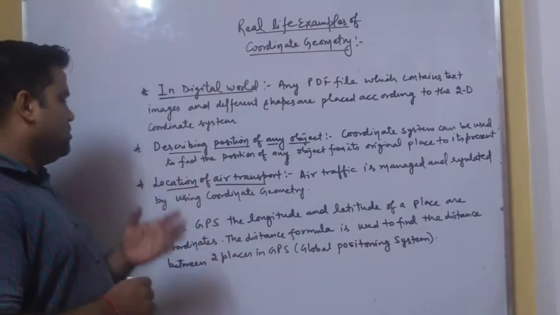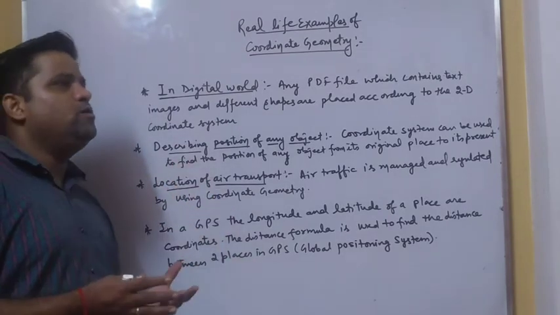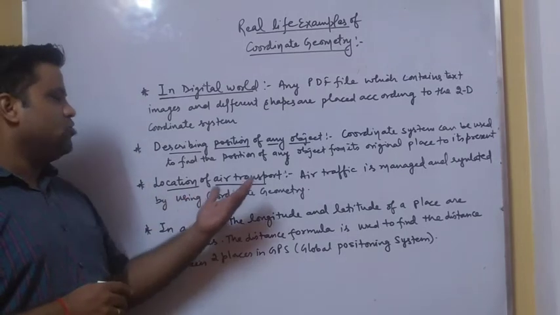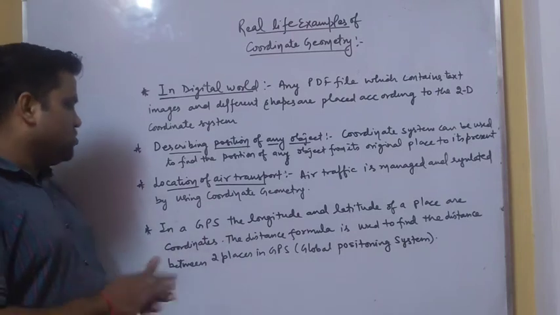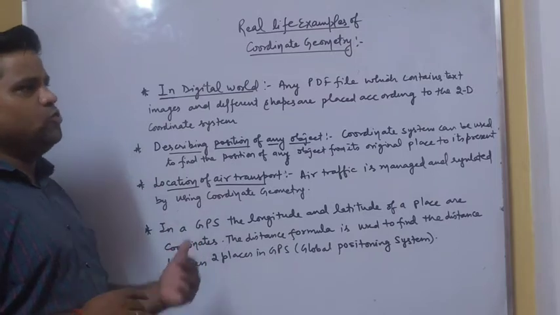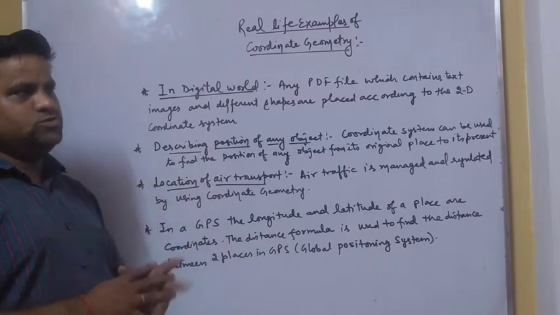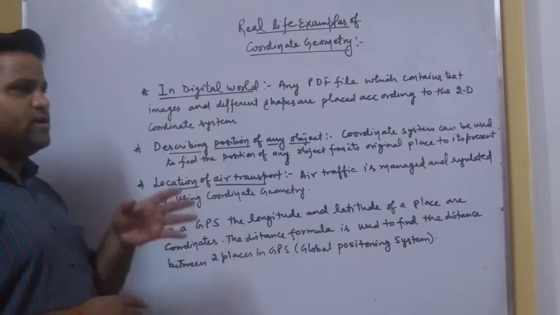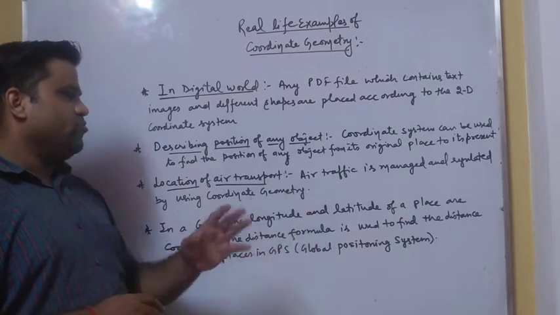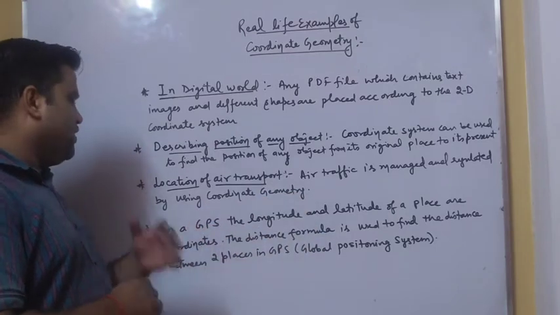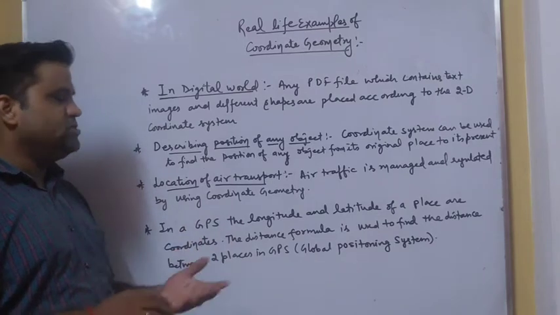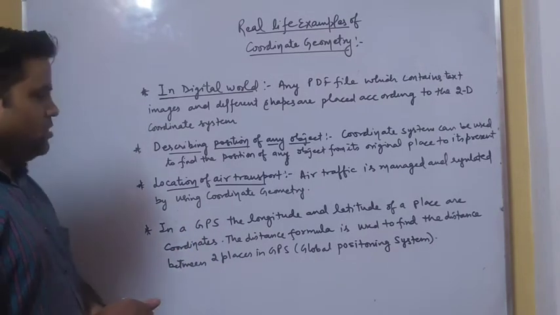It is also used in the location of air transport, meaning that in the whole world, air traffic control is managed and regulated by using coordinate geometry. It is also used in GPS, the global positioning system, which is used in cars, in vehicles, and also in mobiles. So if we know the longitude and latitude of a place as coordinates, then by using the distance formula we can find the distance between two places in GPS.